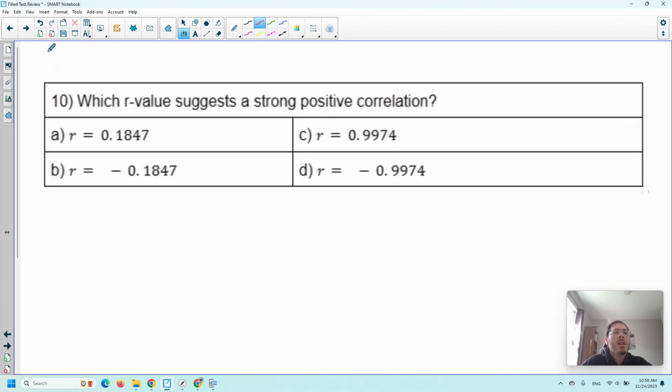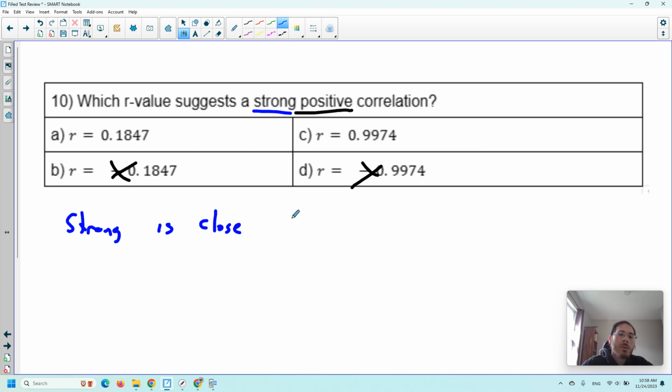Oops. Went too fast. All right, number 10, which r value suggests a strong positive correlation? Well, this is the easiest to make a 50-50 out of. Let's get rid of these negative choices. And now we just have to decide which one is strong. So the idea is strong is close to either 1 or negative 1. Weak is close to 0.